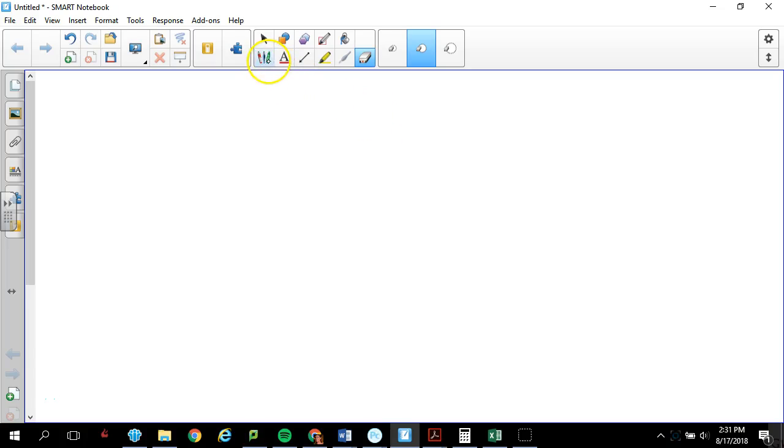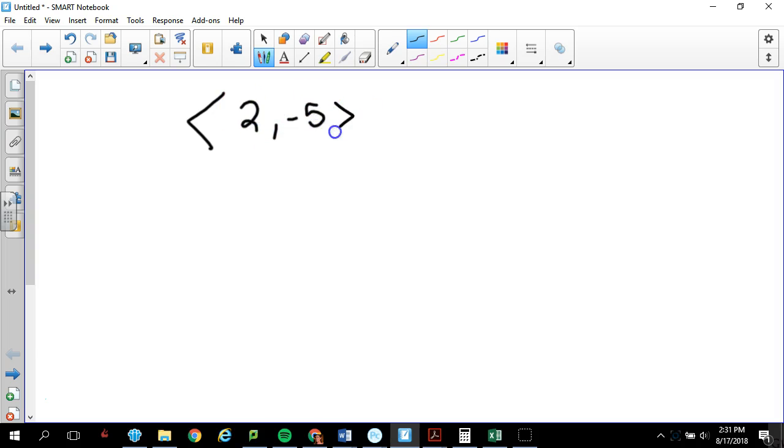Okay, we're going to talk about a unit vector. So let's say, for example, I give you a vector. Let's do <2, -5>. If you're given a vector with those components, let's call this vector v. This is my horizontal component, so I'm going right 2, and the vertical component means I'm going down 5. So if I was to graph this, it would be 1, 2, 1, 2, 3, 4, 5. So it would be something like that.